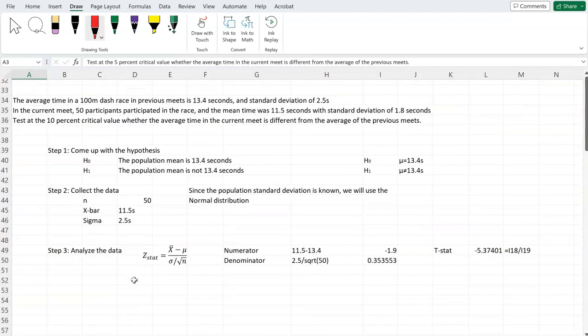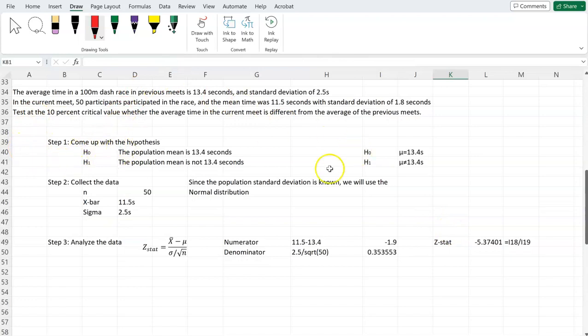Since it's saying test at 5%, that is my alpha. Now let's say I want to test it at 10%. So again, everything else remains the same. This is my z-stat, and here's my null and alternate hypothesis. These are all my data. I plug in the z-stat equation to find my z-stat value. Now, in step 4, I would find the critical value of z. Since it's at 10%, the formula will be NORM.S.INV of 0.1 divided by 2. So I get this value.